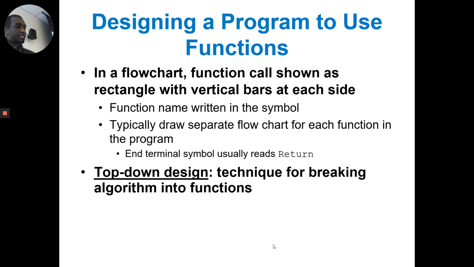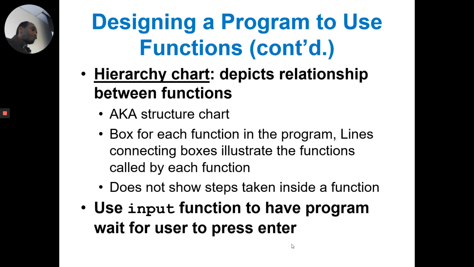You have top-down design, a technique for breaking an algorithm into functions. Then you have a hierarchy chart, which depicts the relationship between functions, which is what you're doing as part of your project 3, also known as a structure chart. There's a box for each function in the program, and lines connecting boxes illustrate the function called by each function. It doesn't show steps taken inside a function. It just says this is the main function, and from the main function, I'm calling these other functions.